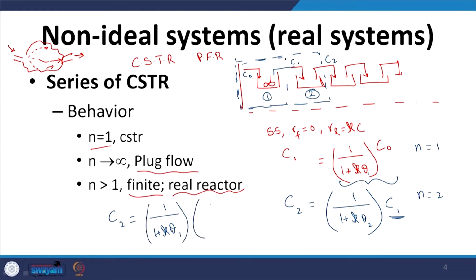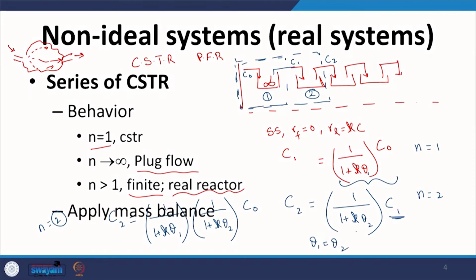Typically in our exams, I am going to give the relevant formulas and you are going to be able to solve it. You just need to display that you have an understanding of the relevant system into C naught, let us see, right. So, that is what we have. C2 is equal to this when n equal to 2, and if theta 1 is equal to theta 2 and so on and so forth, let us say, right.